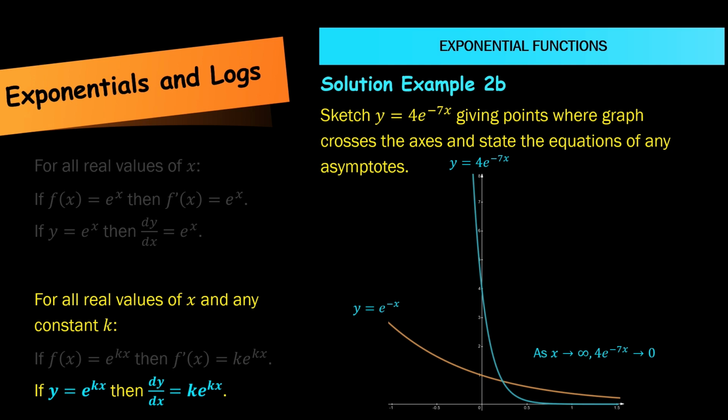Notice that as x tends to infinity, 4 times e to the minus 7x tends to 0. We also have that the y-axis, or line x equals 0, is an asymptote. And as x tends to minus infinity, 4 times e to the minus 7x tends to infinity. This time the graph crosses the y-axis at (0, 4).